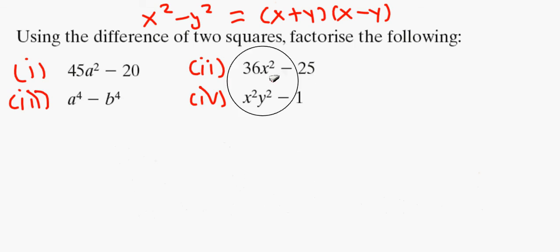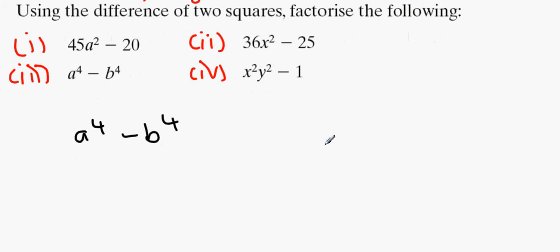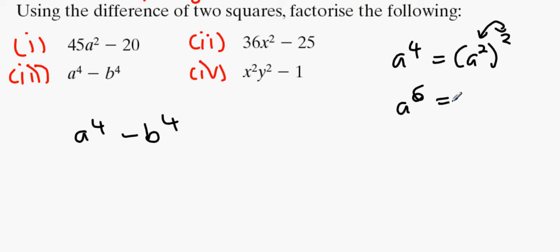Now the next one is a tricky one. It's a to the power 4 minus b to the power 4. Now, there's the rules of indices, right? And the rules of indices say that if you have a to the power 4, it's basically equal to a squared, squared, because the two of these multiplied by each other get you a to the power 4. In the same way that a to the power 6 is the same thing as a cubed, squared, because 3 multiplied by 2 gets you 6.